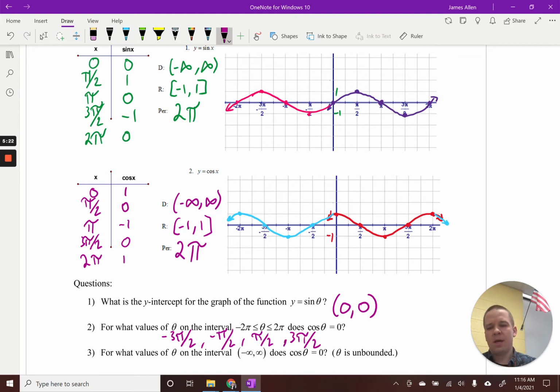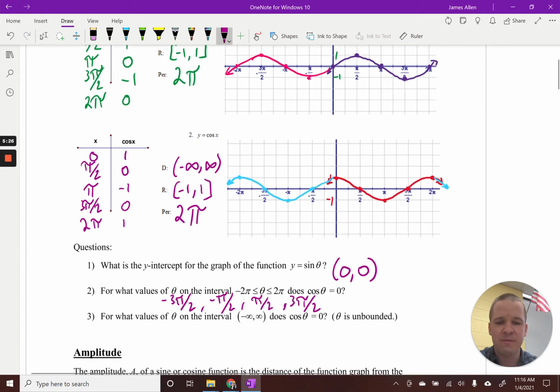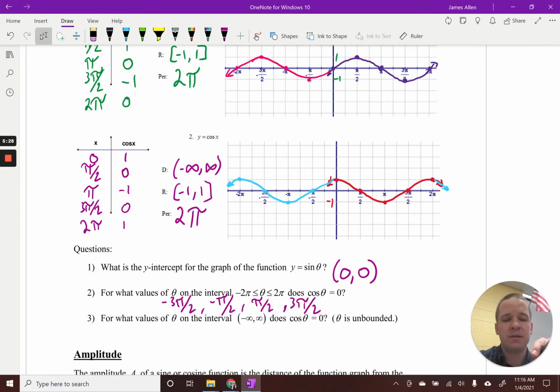And then we have 3 pi over 2. Okay. Now, the last question here, it says, for what values of theta on the interval negative infinity to infinity does cosine of theta equal 0? Meaning theta is unbounded, right? We're just going forever and ever and ever. So what we're going to do is pick one of those values that we just listed. I'm going to pick pi over 2. It's our smallest positive value.